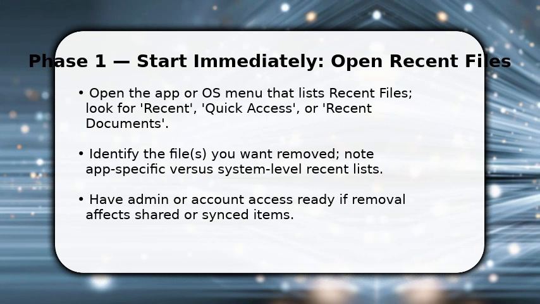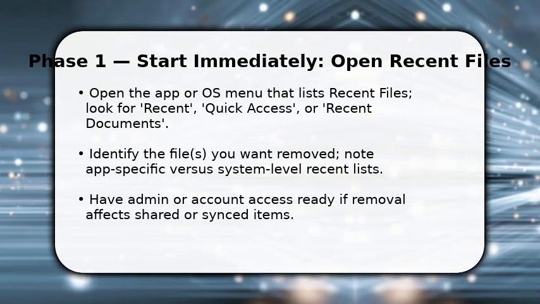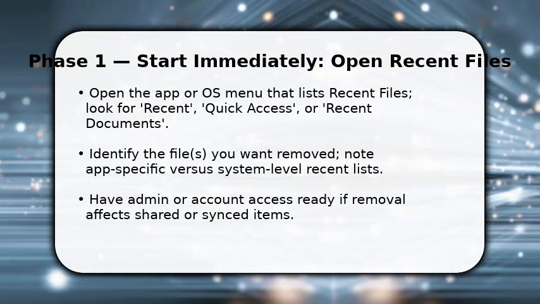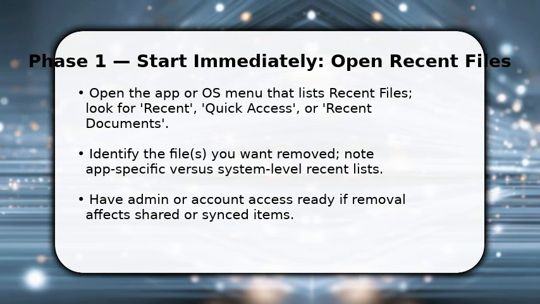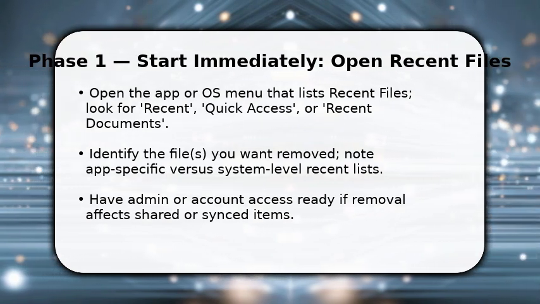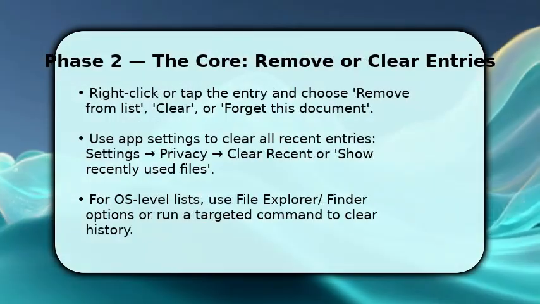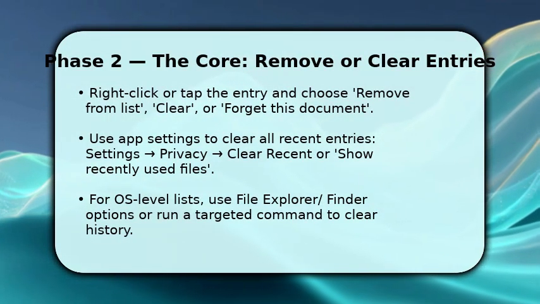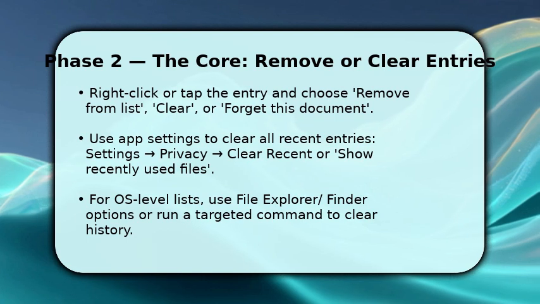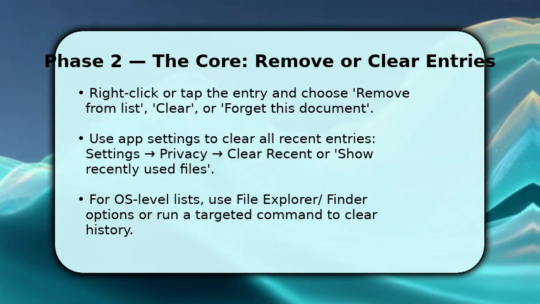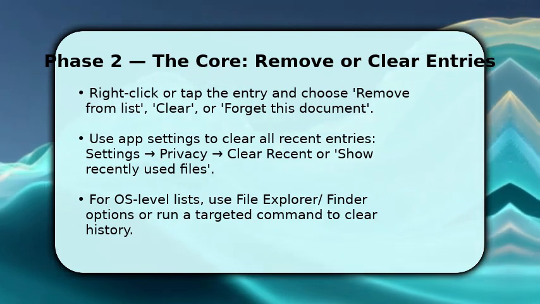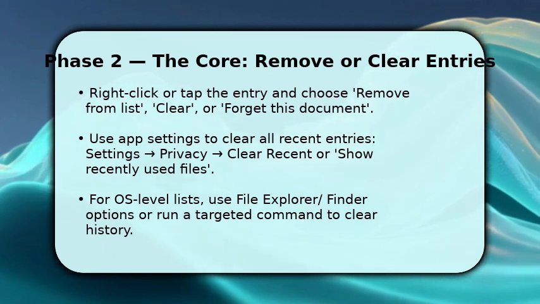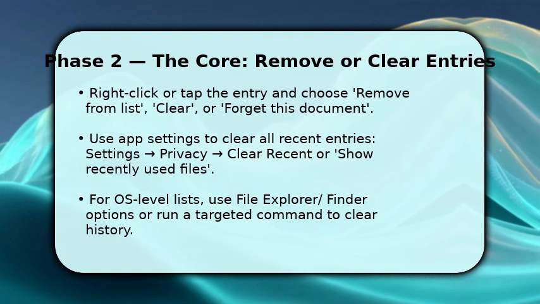This step is quick. Start acting now, because immediate selection sets up the rest of the process efficiently and avoids accidental deletes. Next, you remove entries. Right-click or long-press the recent item and pick Remove from List or equivalent. If you need to clear many items, open the app's privacy or history settings and choose Clear Recent Files. This is faster and prevents repeated manual steps.